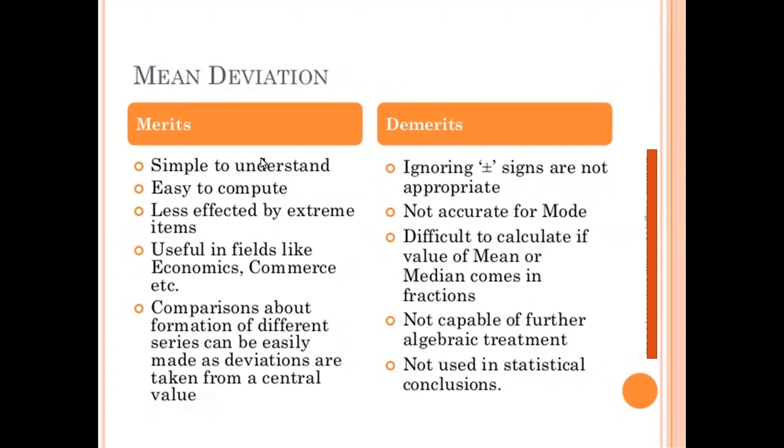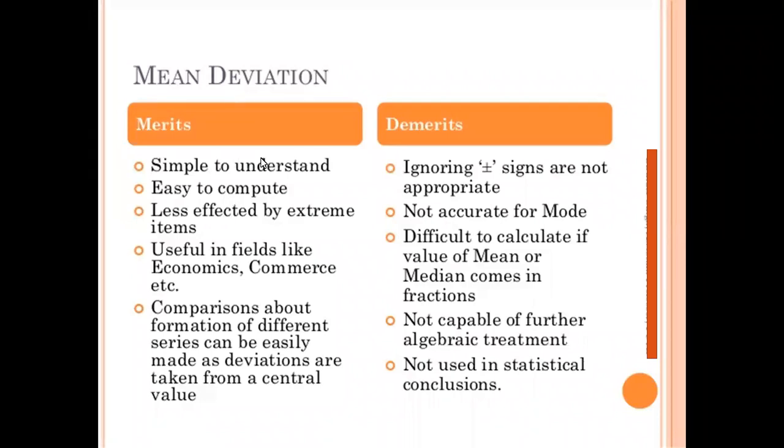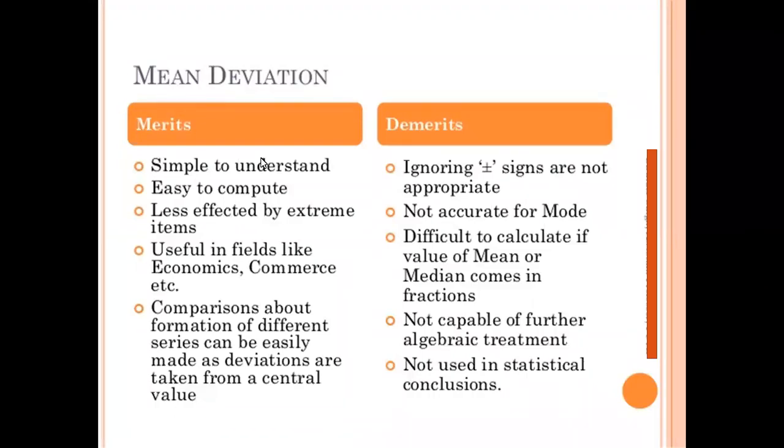On the other hand, the demerits: ignoring the positive or negative signs is not correct from the mathematical point of view. It is not an accurate method when it is calculated from mode. It is difficult to compute when the value of mean or median comes in fractions. It is not capable of further algebraic treatment, and it is not used in statistical inference. So these are the merits and demerits of mean deviation.